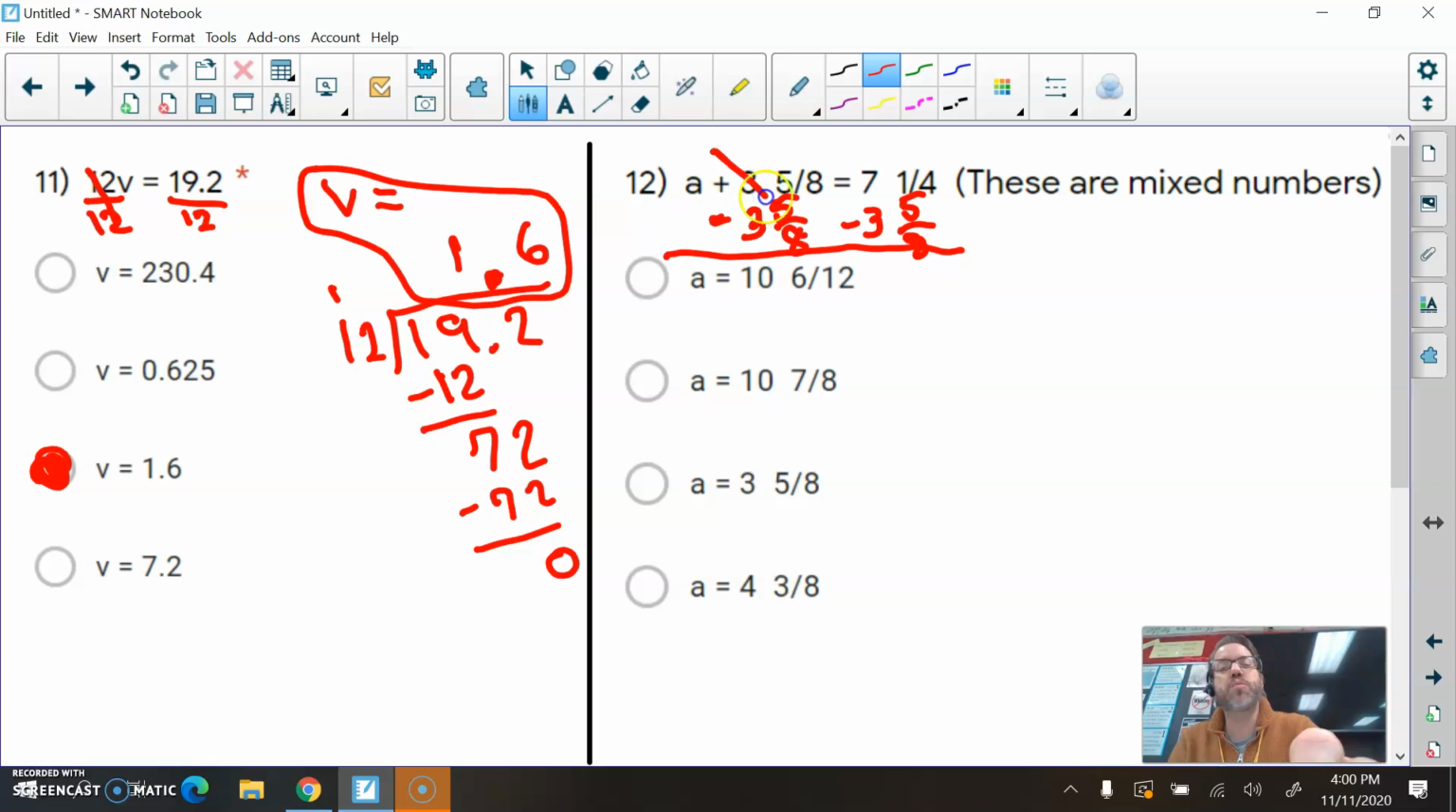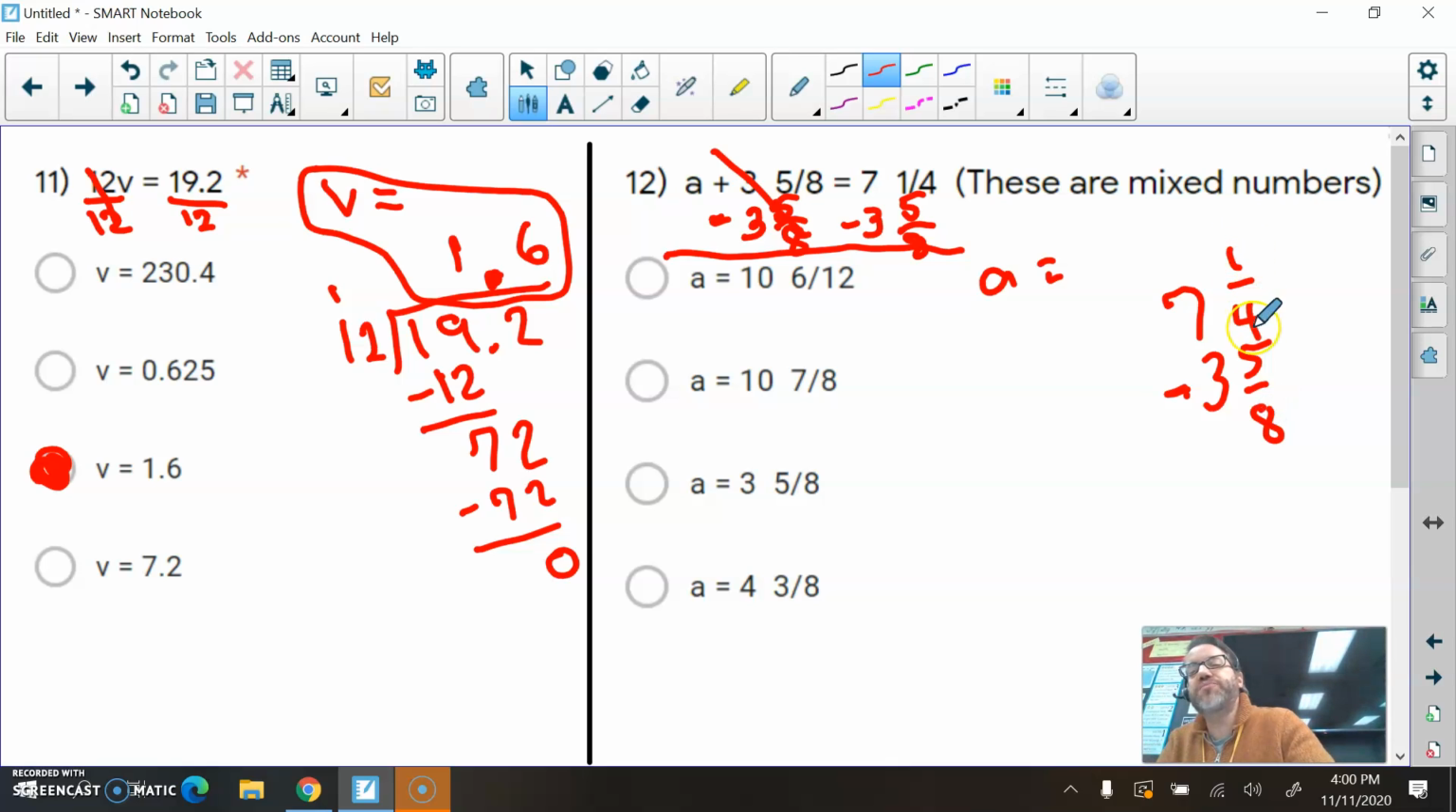These cancel out. Adding 3 5/8 followed by subtracting 3 5/8, they undo each other. Boy, I'm full of sound effects today, aren't I? Anyway, A is by itself. And it will equal whatever you get when you take 7 1/4 and subtract 3 5/8. To do this, we need a common denominator, which is 8.